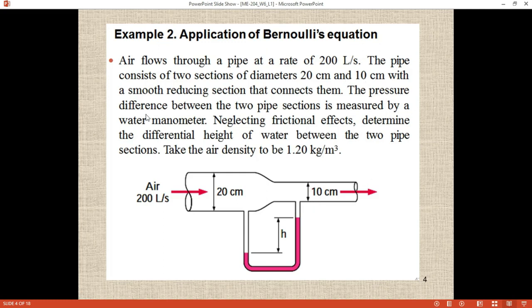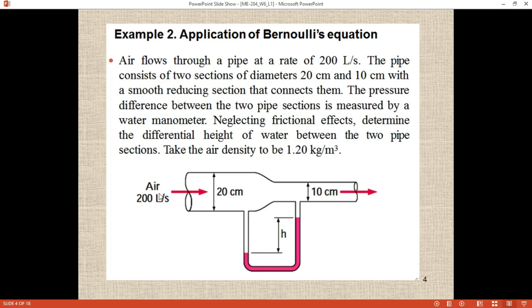The pressure difference between the 2 pipe sections is measured by a water manometer, and the difference of pressure between the 2 sections can be measured by using the U-tube manometer. So neglecting friction effects, determine the differential height of water between the 2 pipe sections. Take the air density to be 1.20 kilograms per meter cubed.